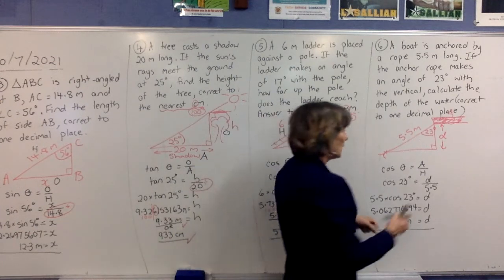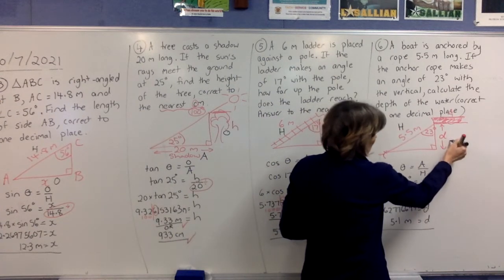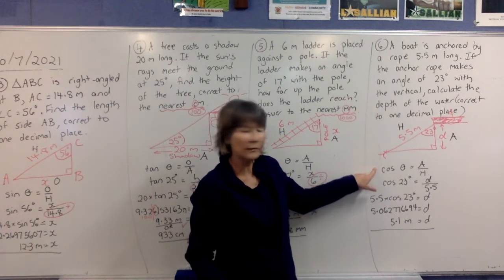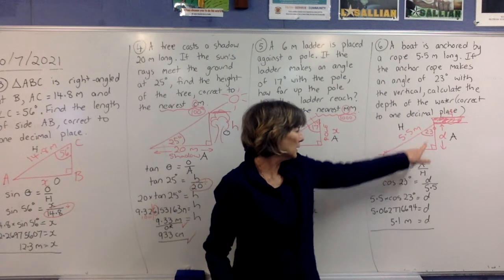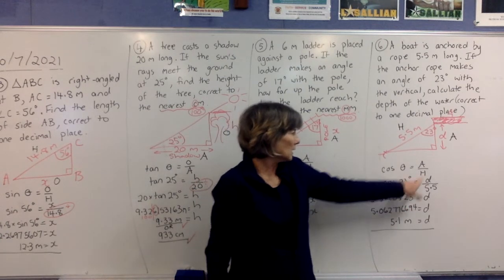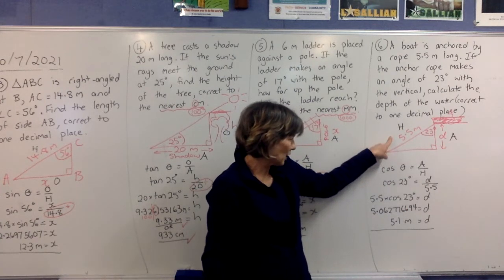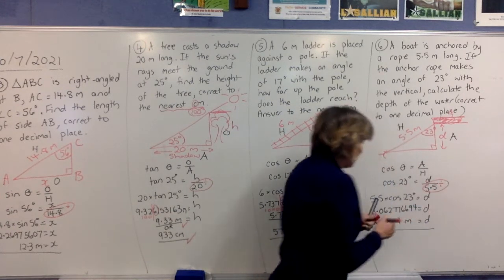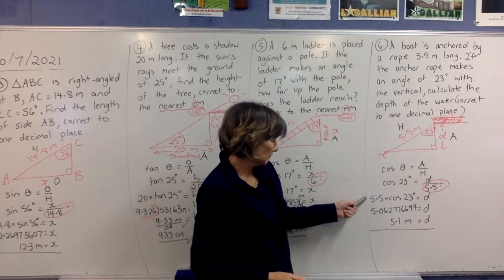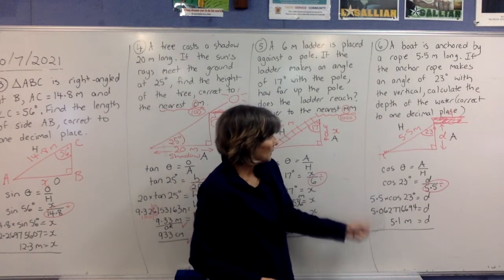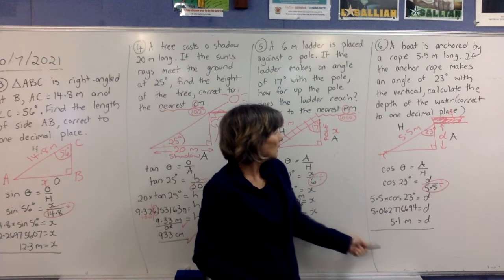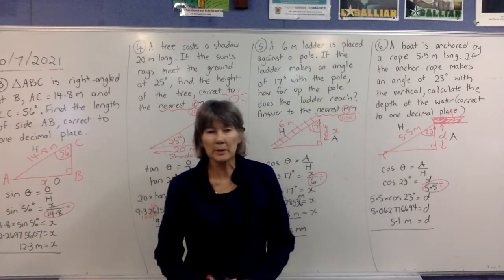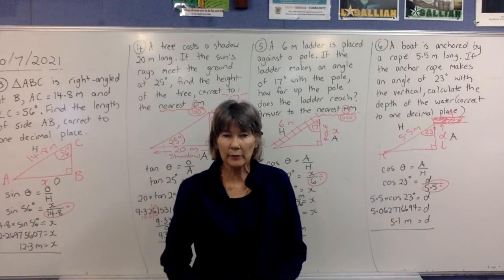So if we label our sides, this is your hypotenuse, this is your adjacent side. So we're using cos theta equals A over H. Put your angle in, cos 23 degrees equals D over 5.5. Get rid of your 5.5 by timesing by it over here. Use your calculator and just round off to 1 decimal place and put your metres on the end of your answer. So I think we've done enough word problems on this. You can have a go at these yourself now. Good luck.